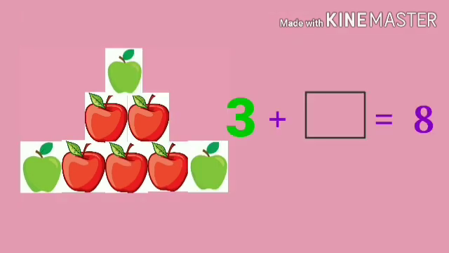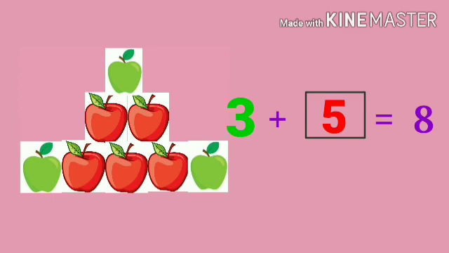Students, look here. Now add 3 green apples to some more red apples. We get the total number of apples, that is 8. Students, can you find the number of red apples from this picture? Yes, number of red apples is equal to 5. Students, here we find the number of red apples by counting red apples in the picture.